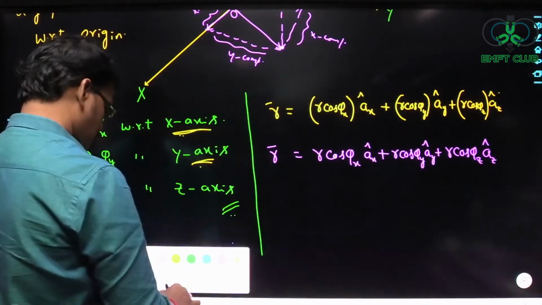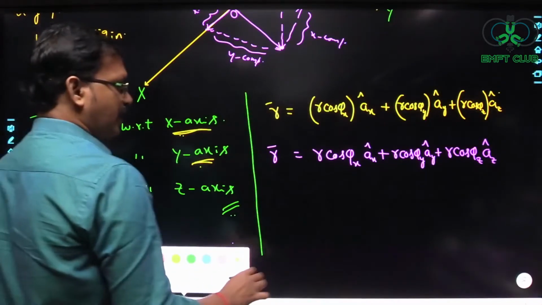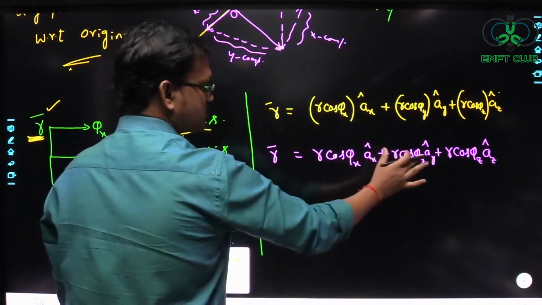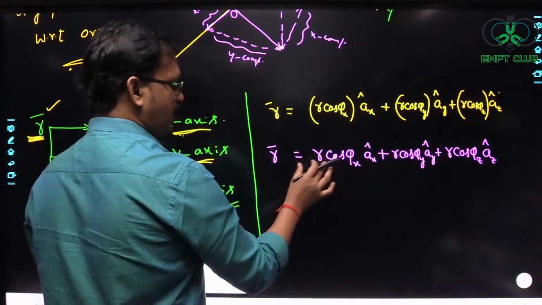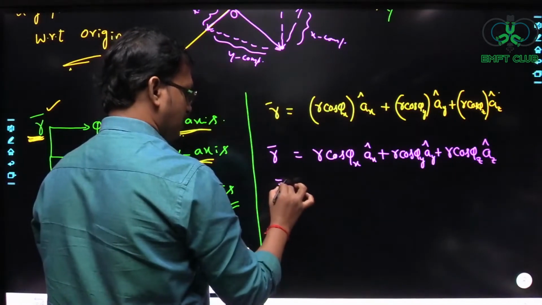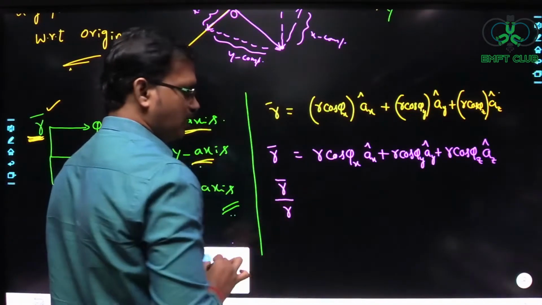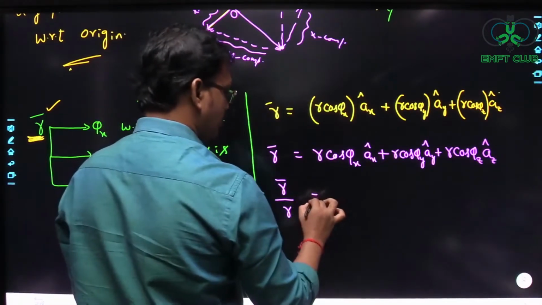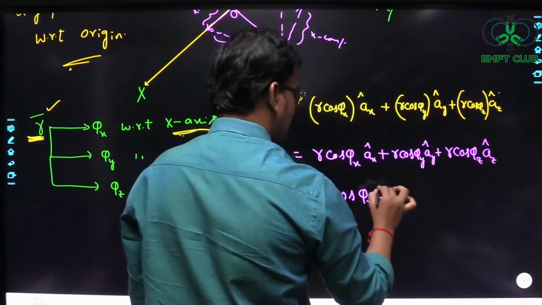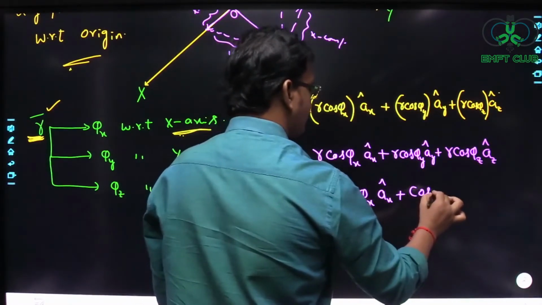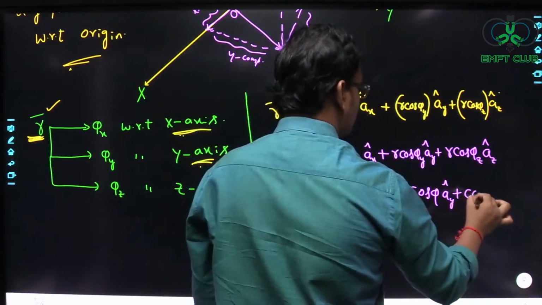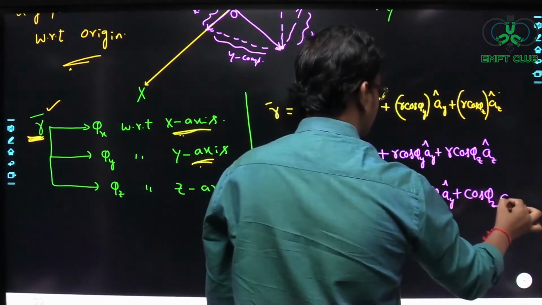Now see here, I can take r common from these terms. So if I take r common and send that r to the LHS, I can write it as r bar divided by r, which is equivalent to cos phi x ax cap plus cos phi y ay cap plus cos phi z az cap.